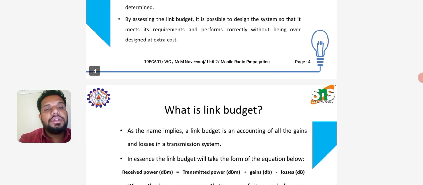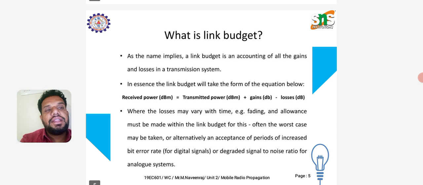Then what is the link budget? As the name implies, the link budget is an accounting of all the gains and losses in the transmission system. Whatever business we are doing, we have to calculate the investment I have made, and similarly the gain, that is, how much I earned by this business. Only with these two things can you identify whether your business is going properly or not. Similarly, a link budget accounts for all the gains and losses in the transmission system, which is very important whenever designing a transmission system.